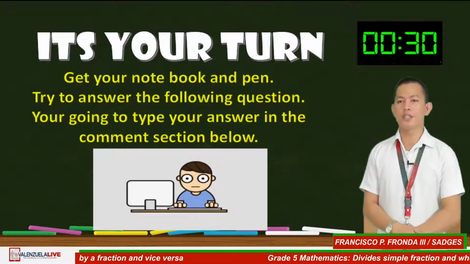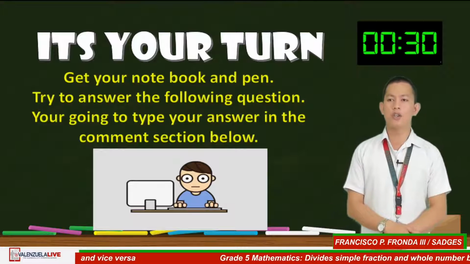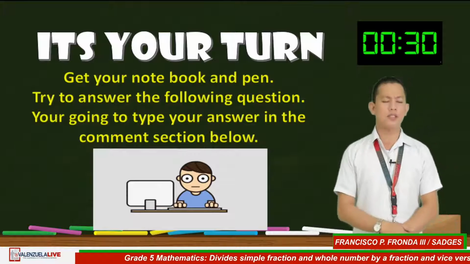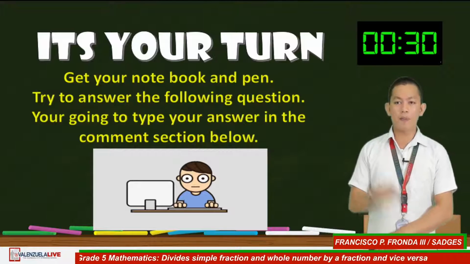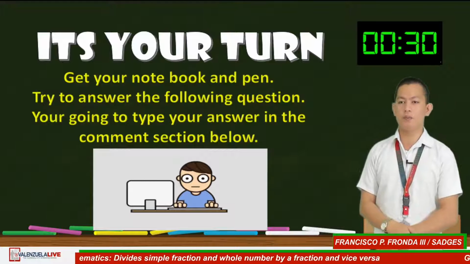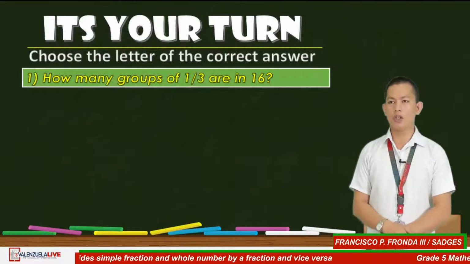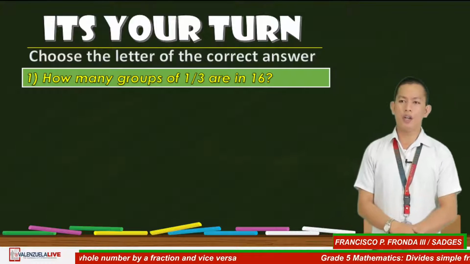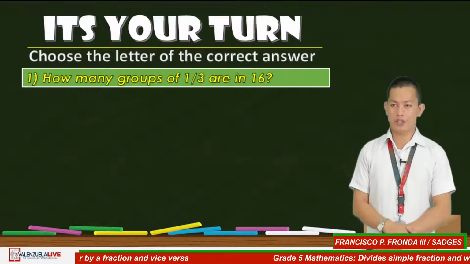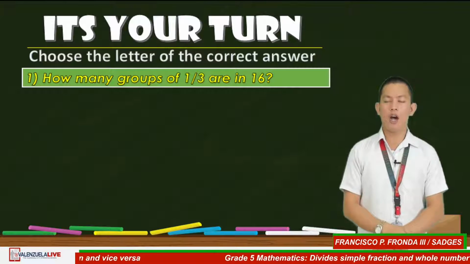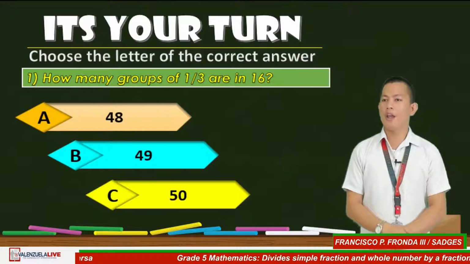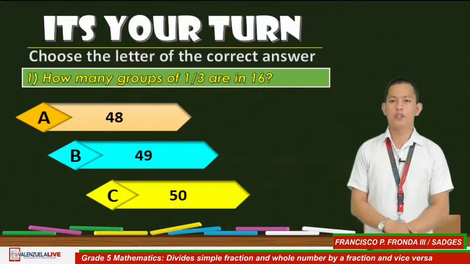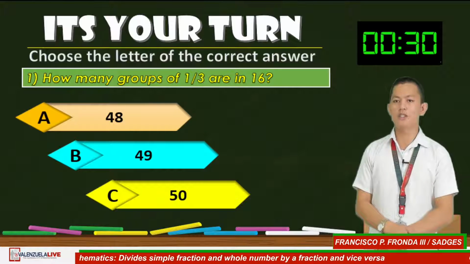Now, grade 5 learners, it's your turn. You have 30 seconds to answer this one. So, get your notebook and pen and try to answer the following question. You're going to type in your answer in the comment section below. So, choose the letter of the correct answer. For number 1, how many groups of 1/3 are in 16? The choices are A, 48, B, 49, C, 50. You have 30 seconds. Your timer starts now.